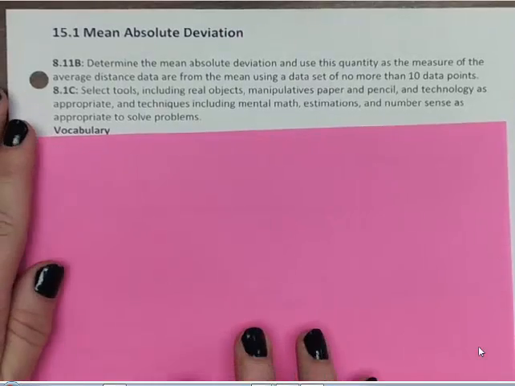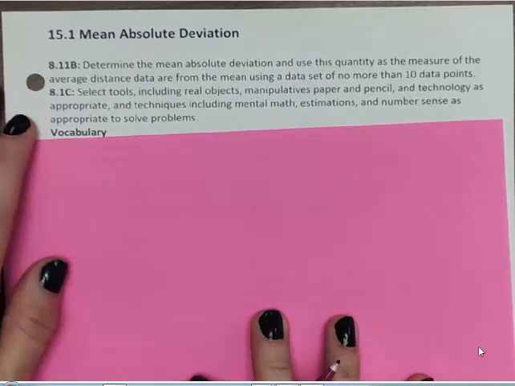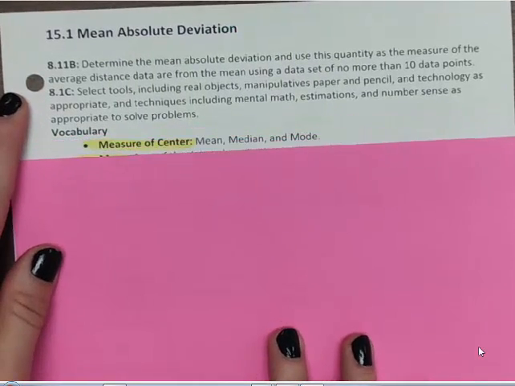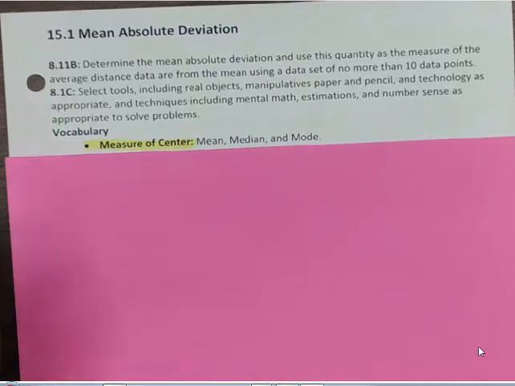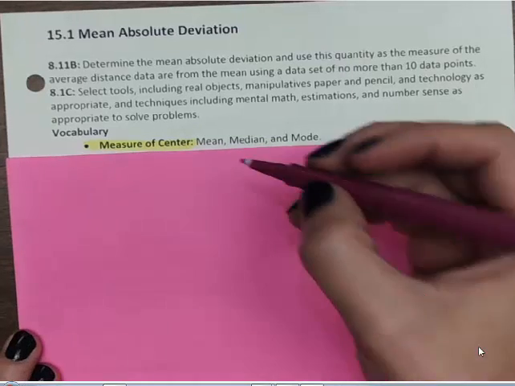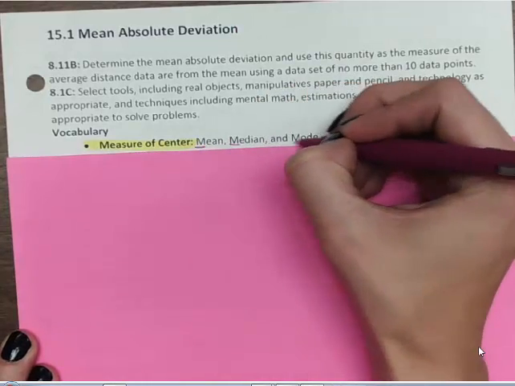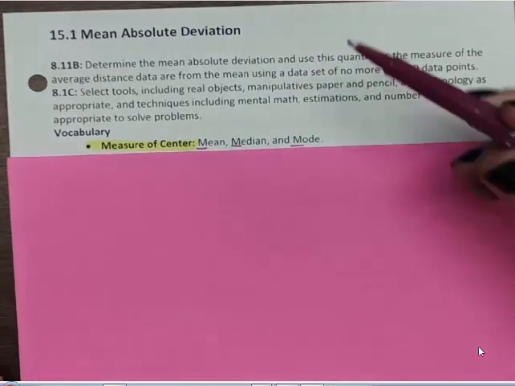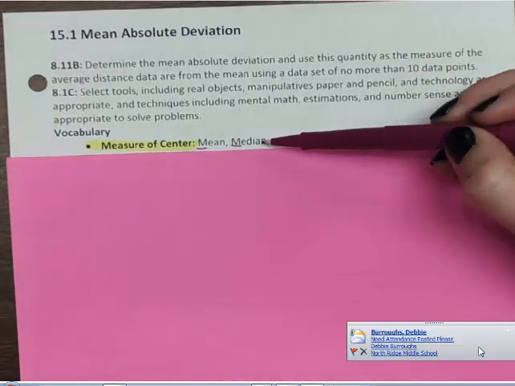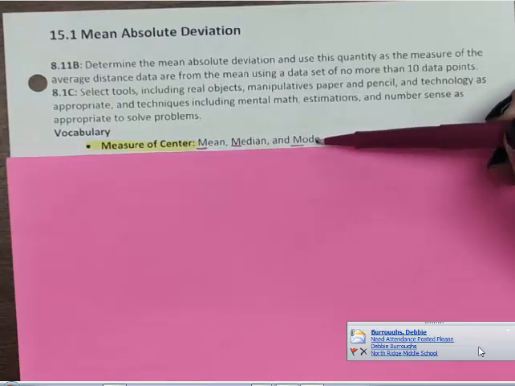Okay, a lot of vocabulary is needed to be successful in this lesson. First vocab word is measure of center. If you remember from last year, this is the same thing as measure of central tendency. Our measures of center are 3 M's: mean, median, and mode. Remember, mean is the average, median is the middle number of our data, and mode is the data piece that happens the most often.